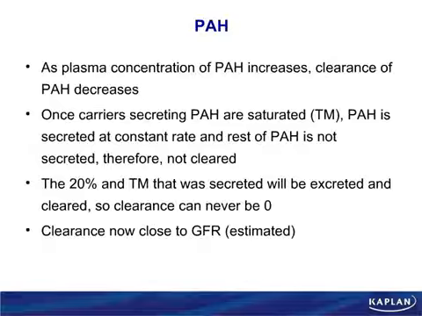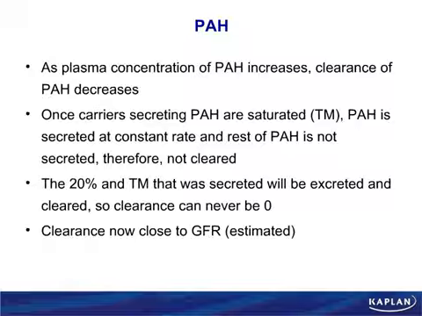As the plasma concentration of PAH increases, the clearance of PAH decreases. Once again, this is because the carriers that secrete PAH become saturated, they have a transport maximum, and once they reach transport maximum, PAH is secreted at a constant rate, and any PAH that is past that transport maximum is not secreted. If it's not secreted, it's not cleared.